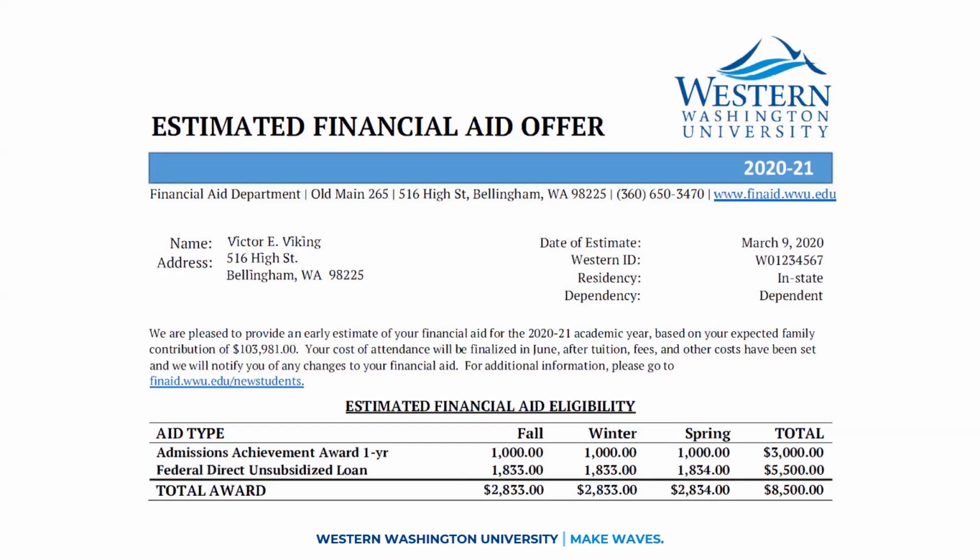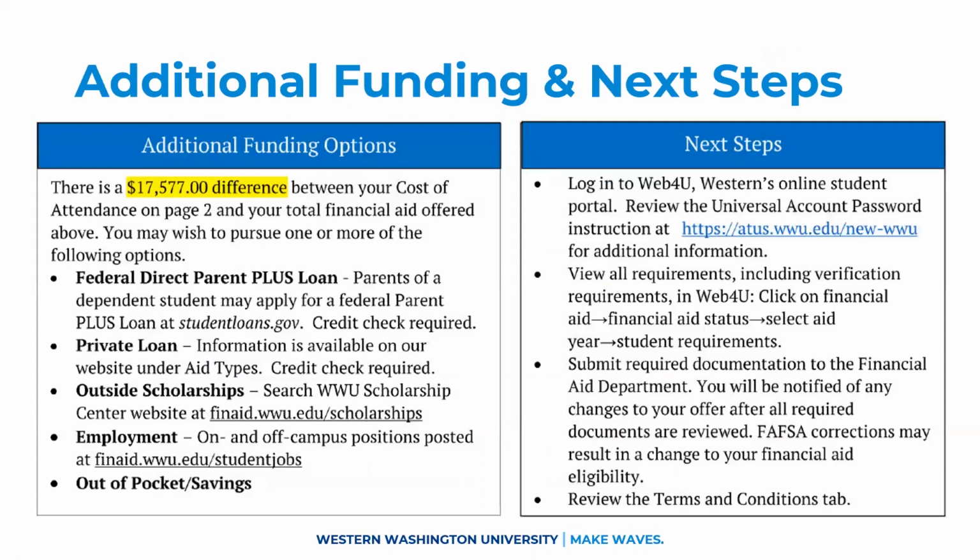And then moving down to the bottom half of that estimated financial aid offer page, we see some ideas for additional funding and then next steps. So highlighted under the additional funding options section on the left-hand side, the financial aid offer indicates if there's a difference between the cost of attendance, including those indirect costs, and the total amount of financial aid offered, what that difference is. So after some planning and maybe thinking with your family about what your specific cost of attendance is, maybe it'll be the same as our estimated, but maybe you can shave off some costs in some of those indirect expense areas. You might want to consider other funding options.